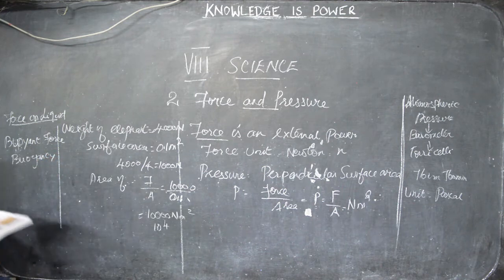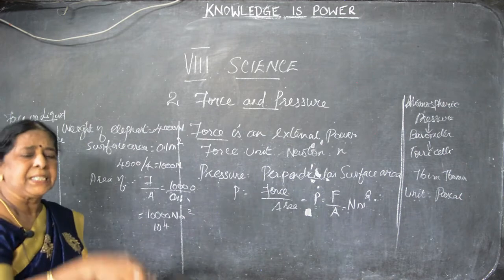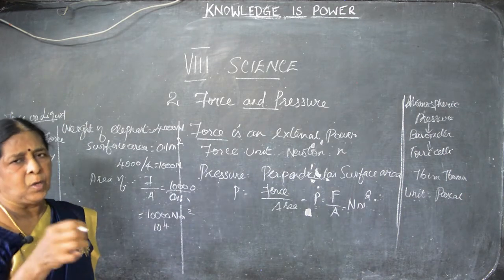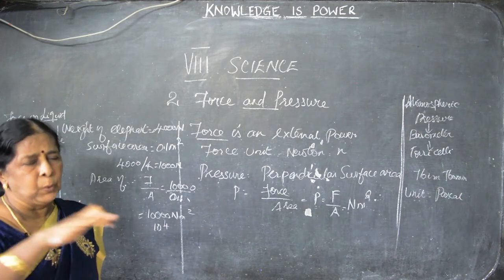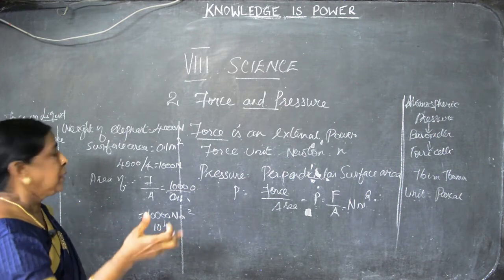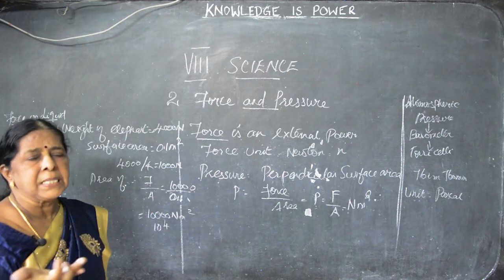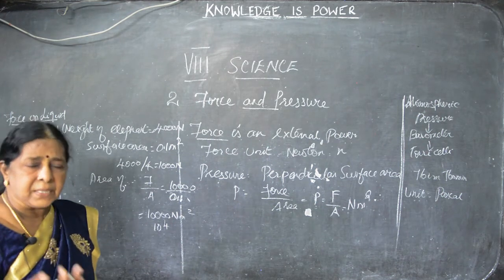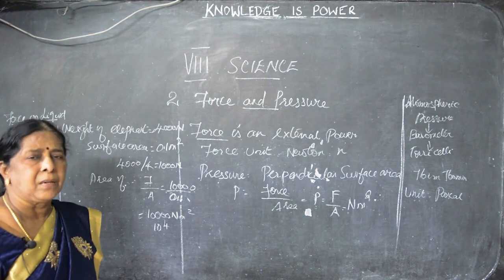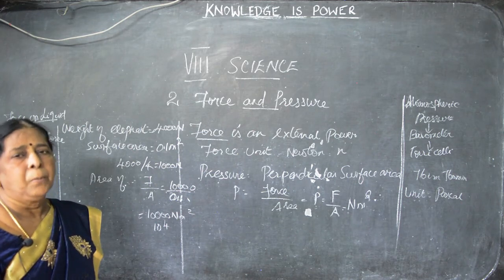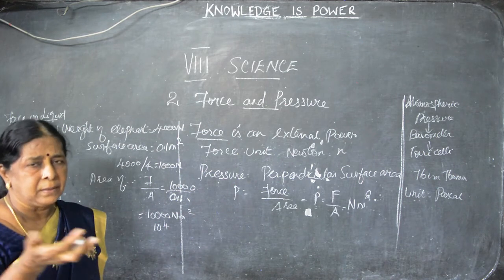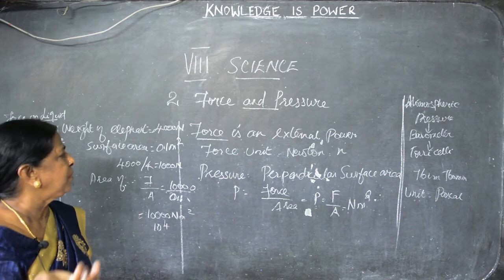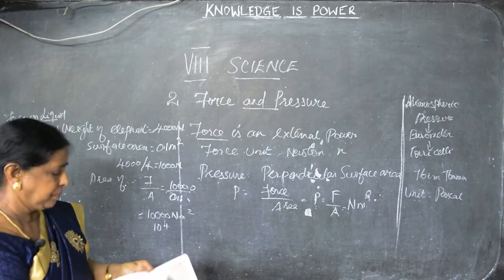For example, if you throw something on the water, we know from the beginning that if it is a heavier object, it will sink. If it is lighter than the weight of the water, it will float. The floating is because of the pressure exerted by the liquid, that is buoyant force. Because of buoyant force only, things float. We have seen ships and boats floating on the water. This is because of buoyancy and buoyant force.